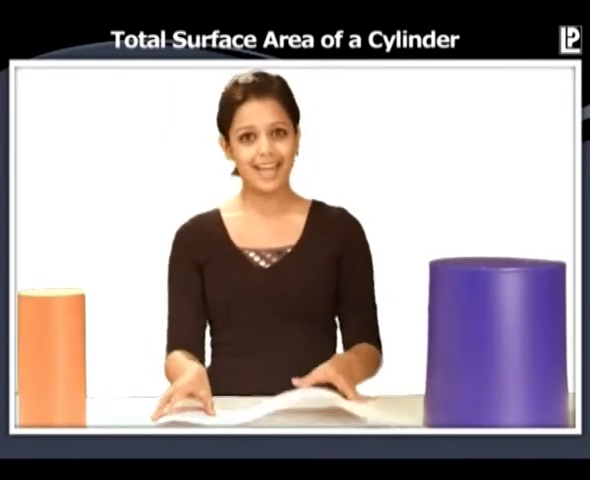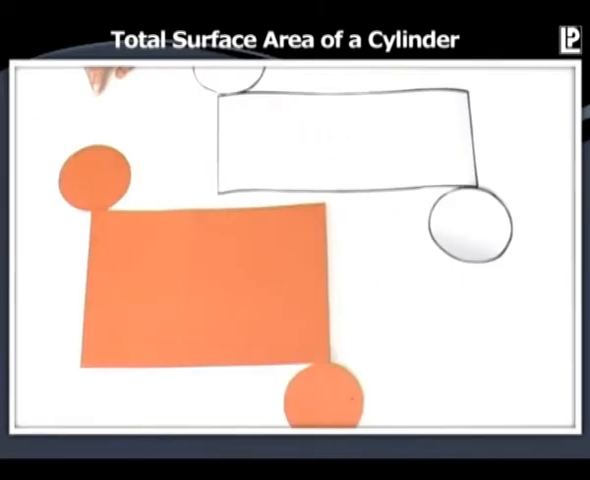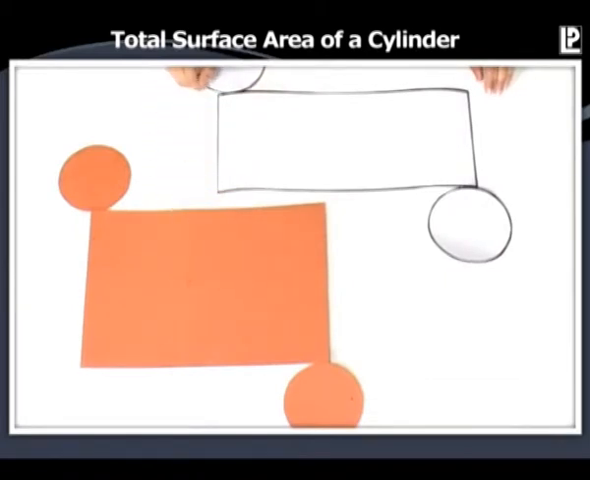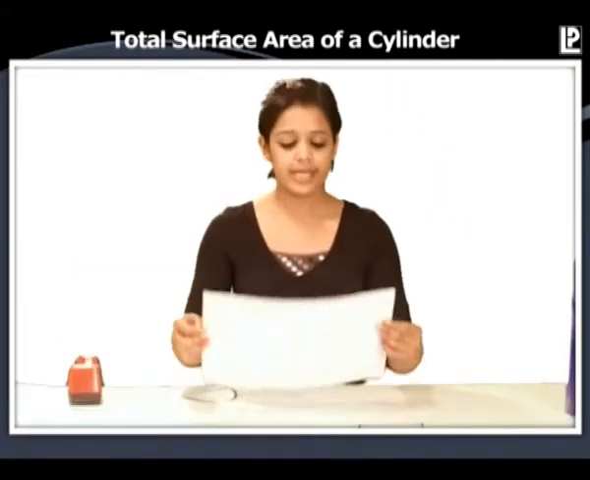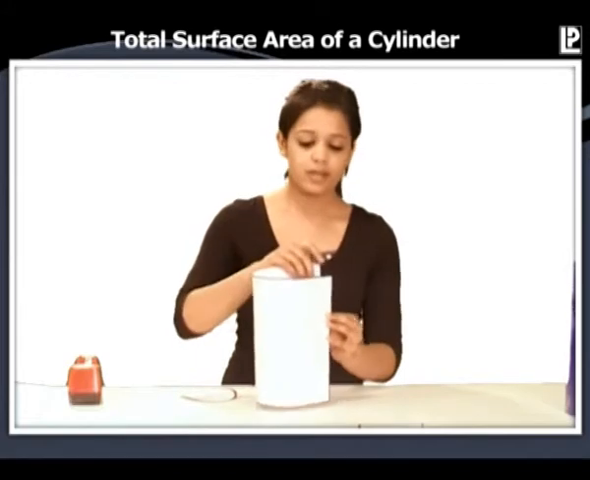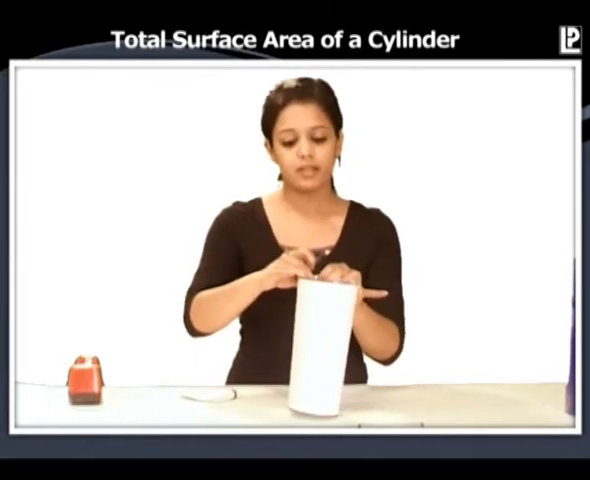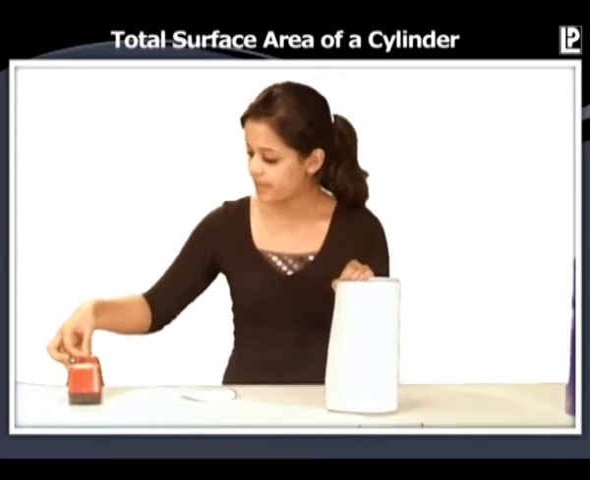Let's do just that now. We use a template like the one shown here. We have two identical templates of the pieces required. We have cut out the rectangular piece and the two circular pieces. Now we will roll the rectangular piece in such a way that the opposite edges just touch each other. Let's join the two edges using some gum tape.